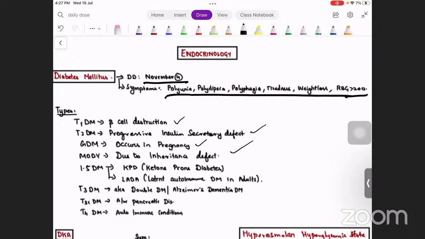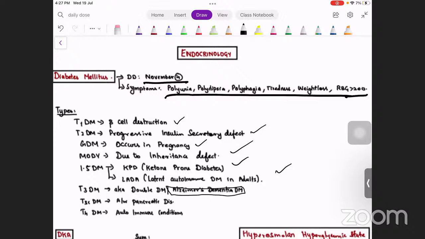Type 1.5 diabetes mellitus is ketosis-prone diabetes and LADA, latent autoimmune diabetes in adults. So 1.5 has two types, KPD and LADA. Type 1 is due to insulin deficiency from beta cell destruction, and 1.5 is due to either ketosis-prone diabetes or latent autoimmune diabetes in adults. Type 2 is a progressive insulin secretory defect. Type 3 is double diabetes, or Alzheimer's dementia diabetes mellitus: diabetes associated with Alzheimer's dementia.